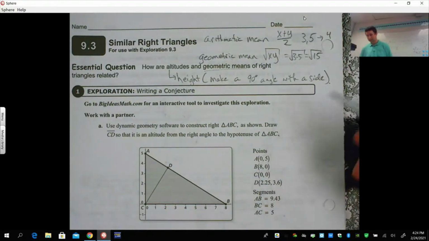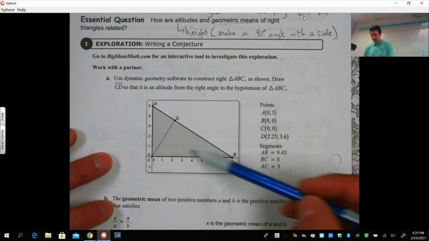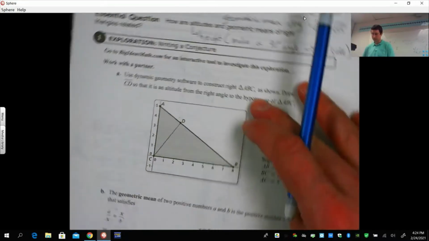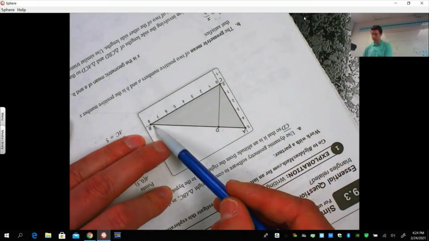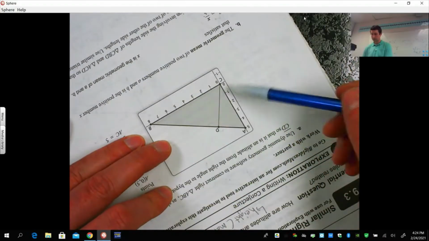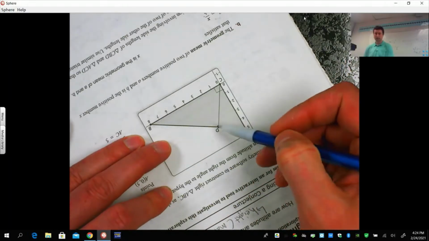So we have heights of right triangles. They've drawn a right triangle here. They have drawn the altitude of that. If I flip it around here, there we go. There's our base. There's our hypotenuse. And we have an altitude because that's a 90-degree angle. It has to come from a right triangle.